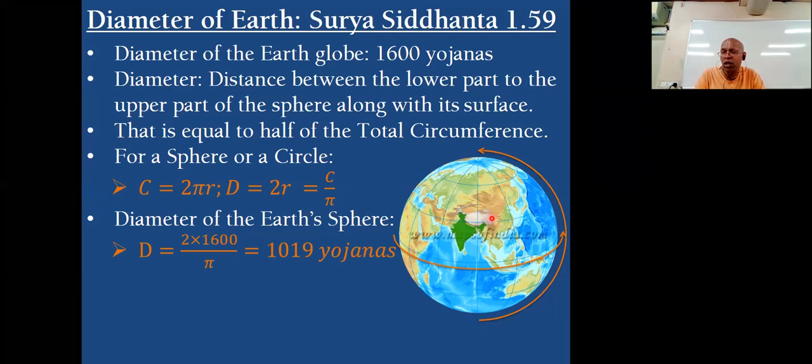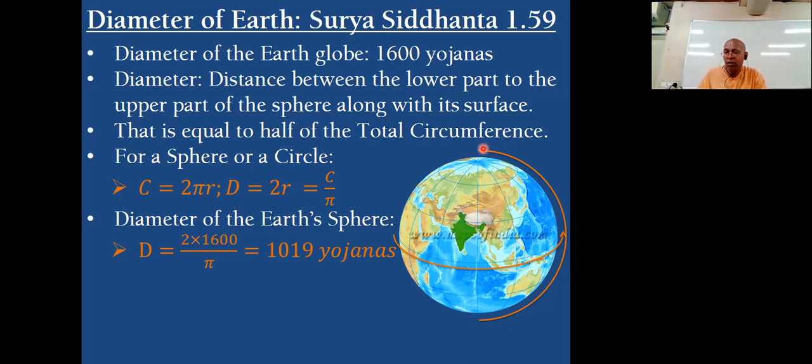Which are the two different values? 1019 yojanas and 1600 yojanas. You came late. You mentioned the 1600 yojanas. They have a practical way of telling the measurement of diameter. You start walking on the periphery of a sphere from here. Whatever distance you have covered walking on the surface when you come here, that they call the diameter.